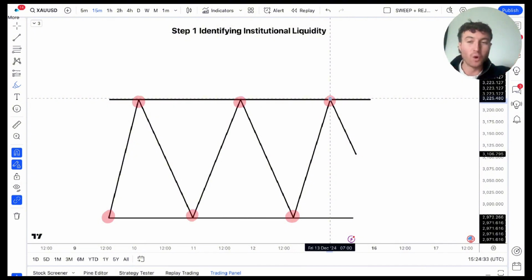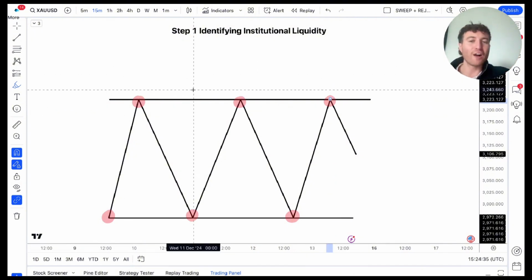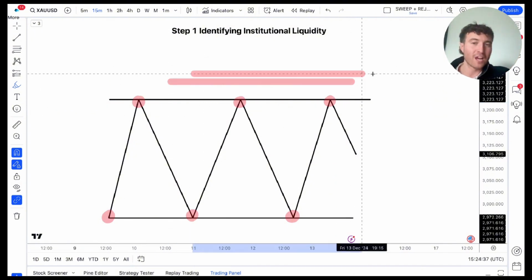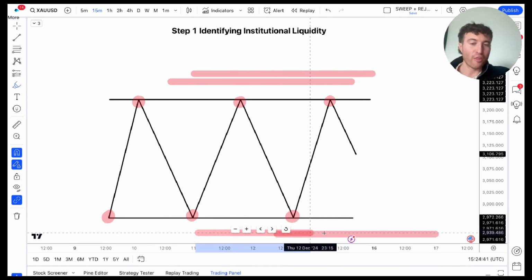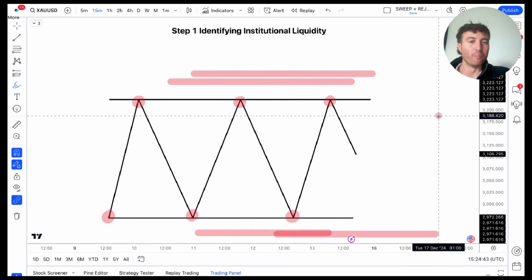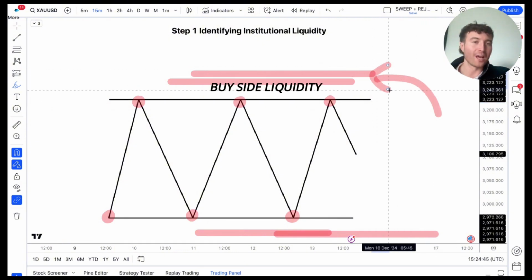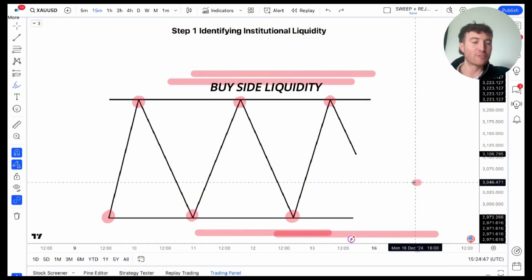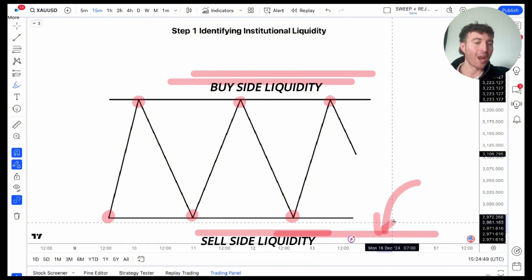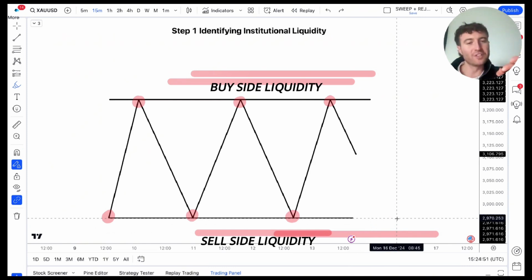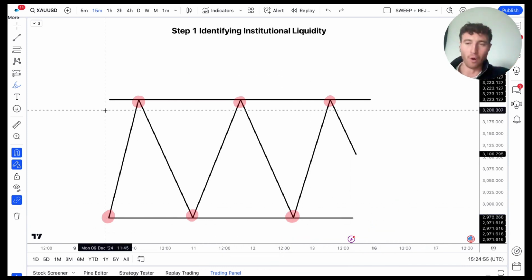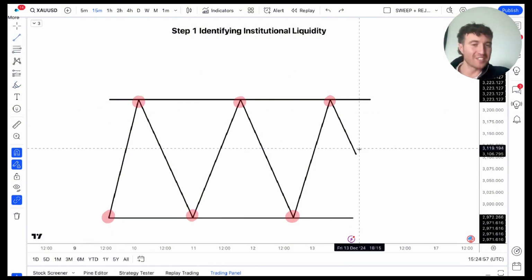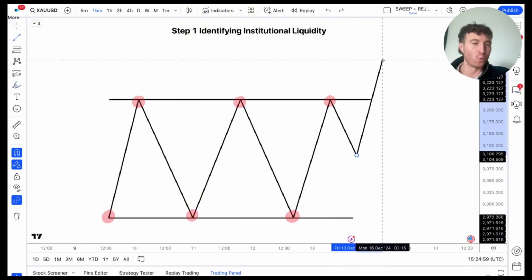But what we need to understand is that we have a lot of liquidity resting above and below this range, in the form of buy-side liquidity, like so, and in the form of sell-side liquidity, like so. So, for example, if we are sell bias in the market, what we want to see is a run of buy-side liquidity.